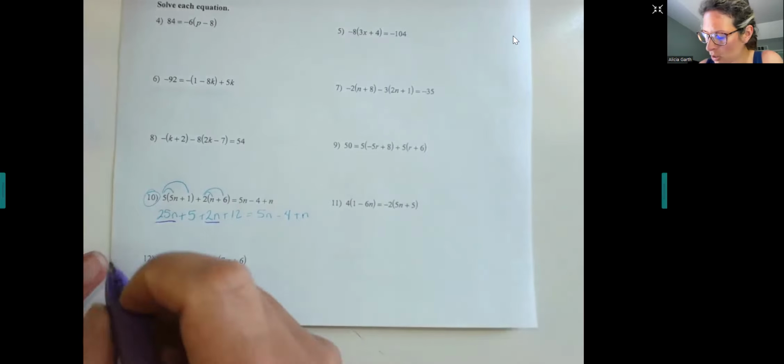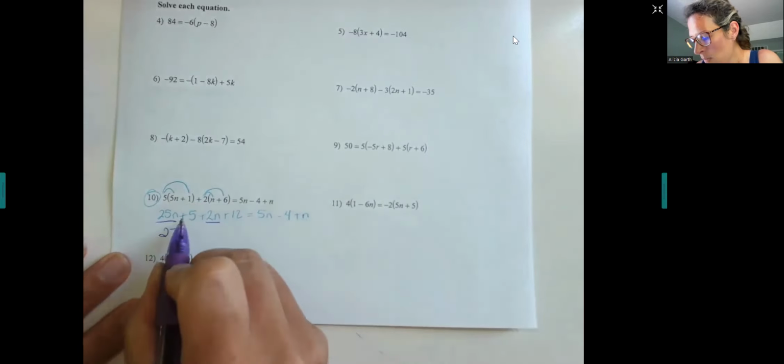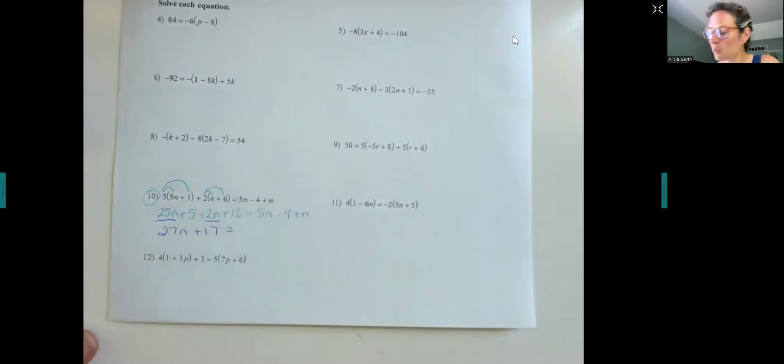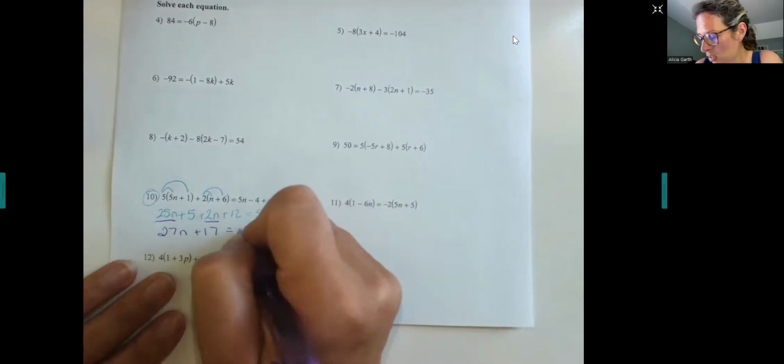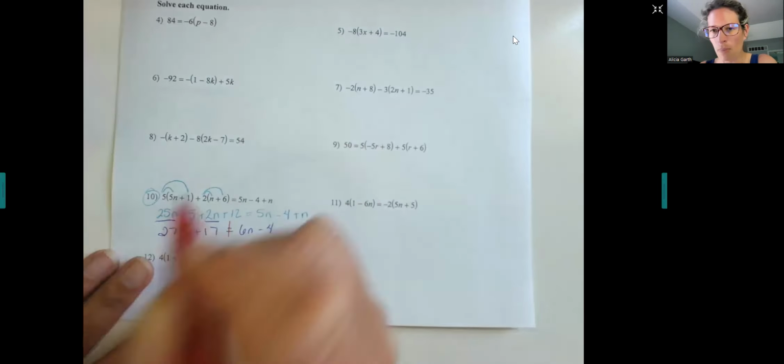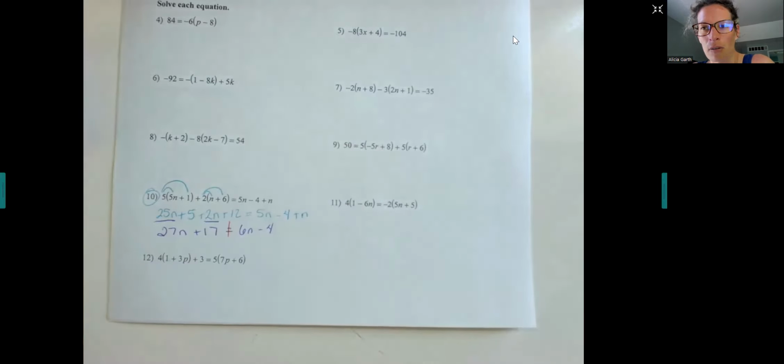So I have 25 plus 2 is 27n, and then I have 5 plus 12, so I end up with plus 17. That is going to be equal to, I have 5 plus 1, which is going to be 6n minus 4. Now, I want to get all of my n's on one side of the equation, all of my constants on the other side of the equation. I prefer to work with positive variables because it feels like it's easier. Might not be, but it feels like it in my brain, which means that I'm always going to subtract the smaller variable, so that I can have it on the right side or have a positive.